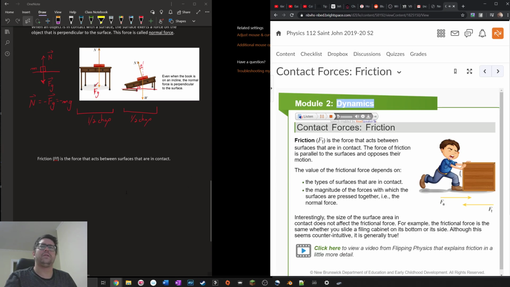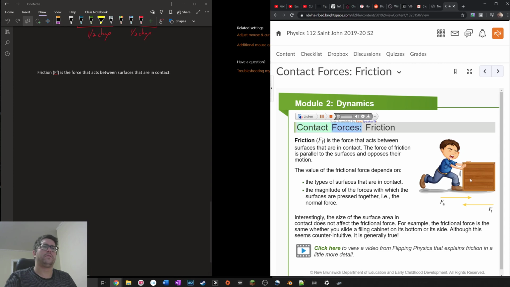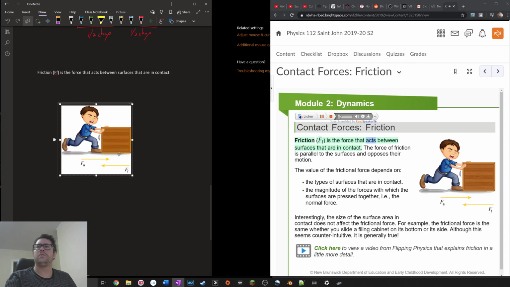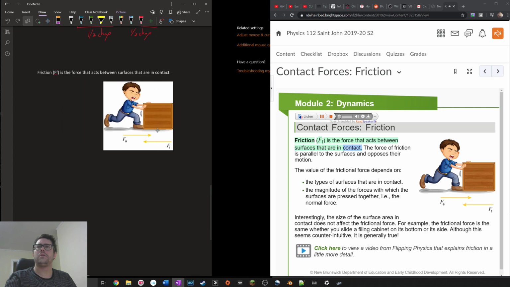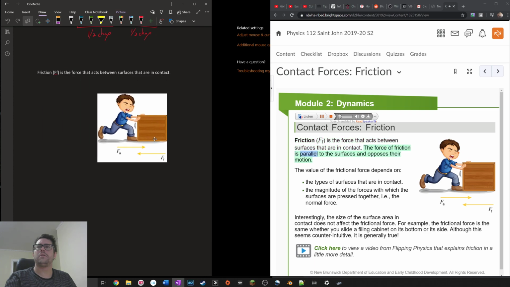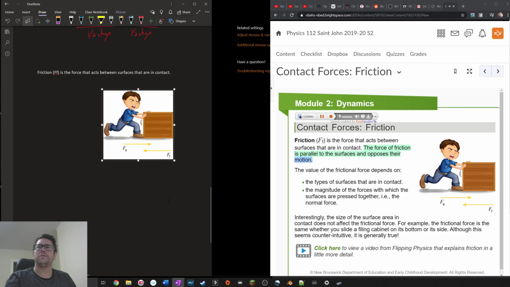Module 2, Dynamics. Contact forces, friction. Friction, Ff, is the force that acts between surfaces that are in contact. The force of friction is parallel to the surfaces and opposes their motion.